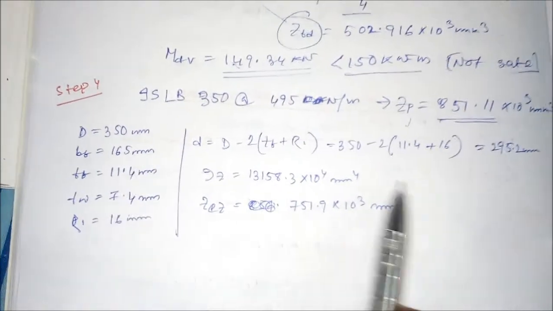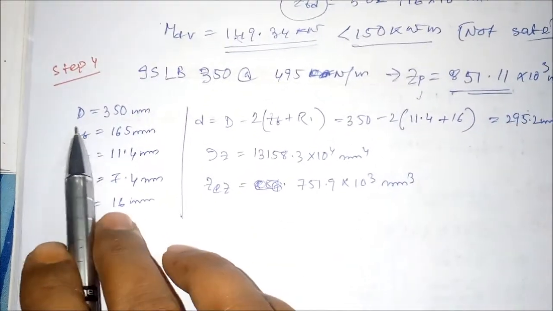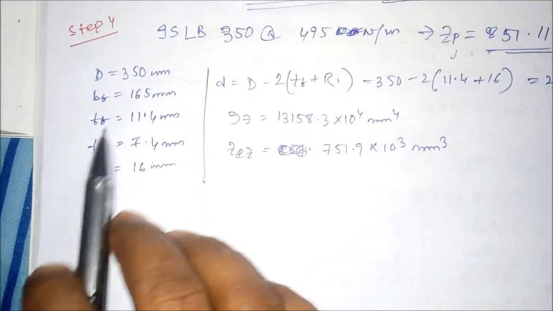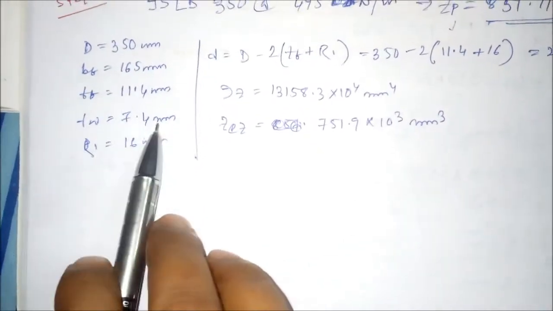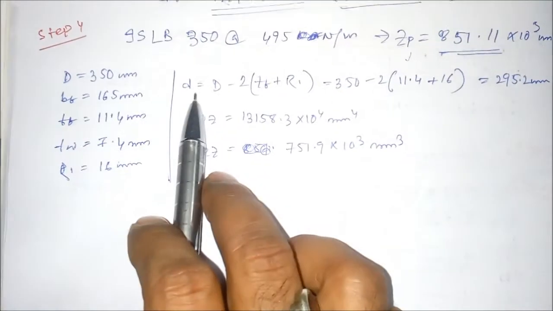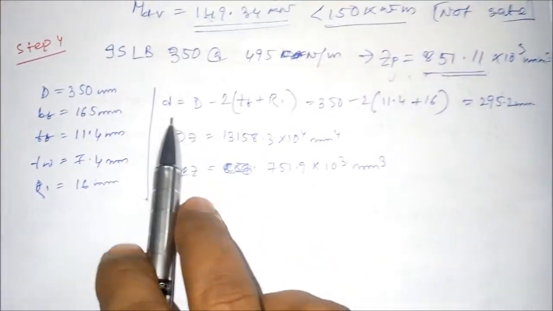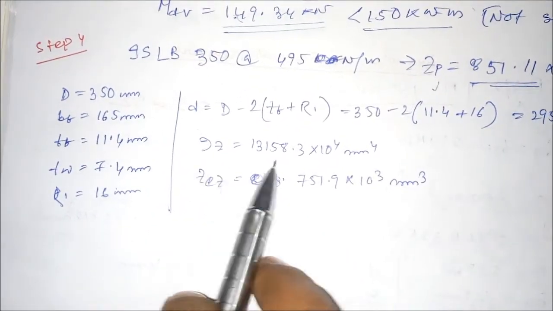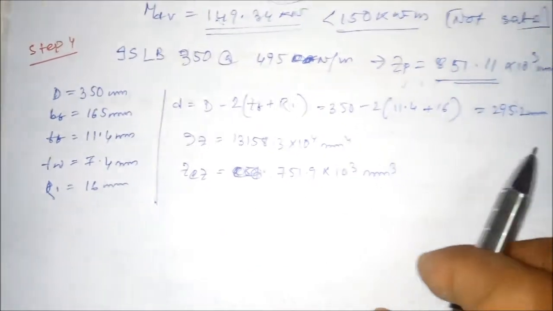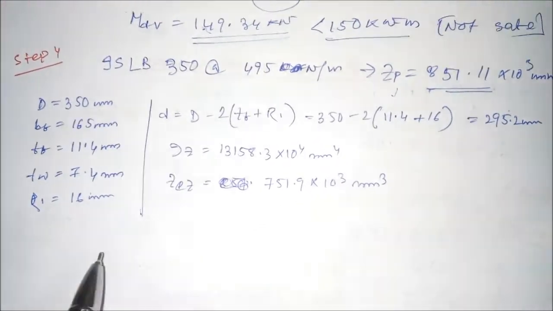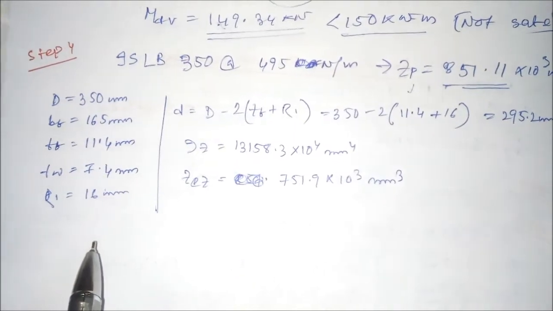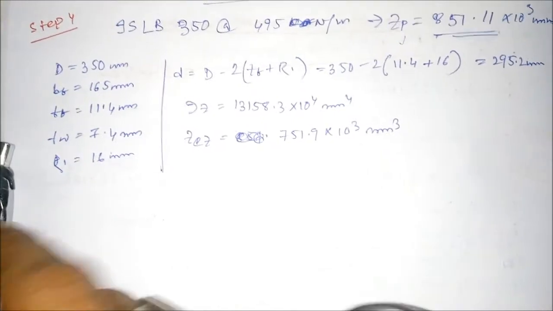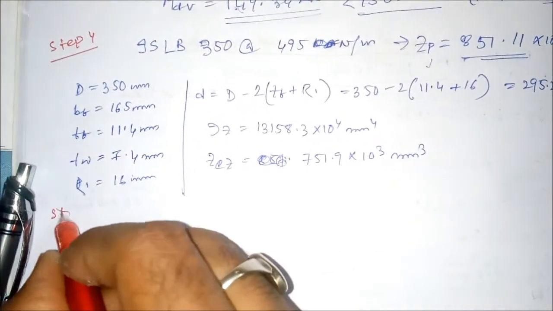So the geometrical properties we are getting: the total depth, breadth of the flange, thickness of the flange, thickness of the web, root radius, and small depth d, that is depth of the web, and I and Z as well. We are getting all the values from SP6 and IS 800. Now we have to again repeat all the steps we have already gone through. That is step number 5.